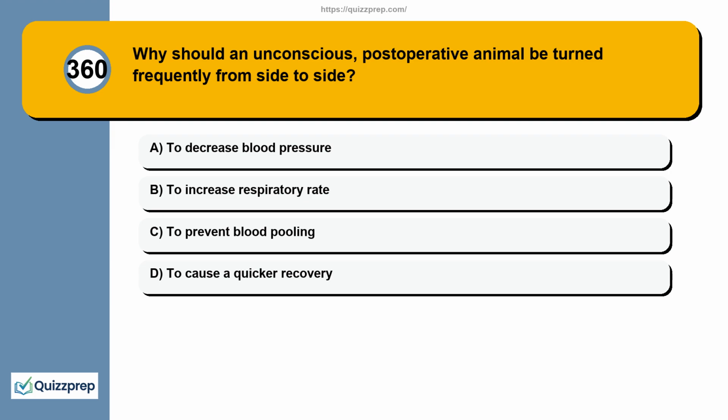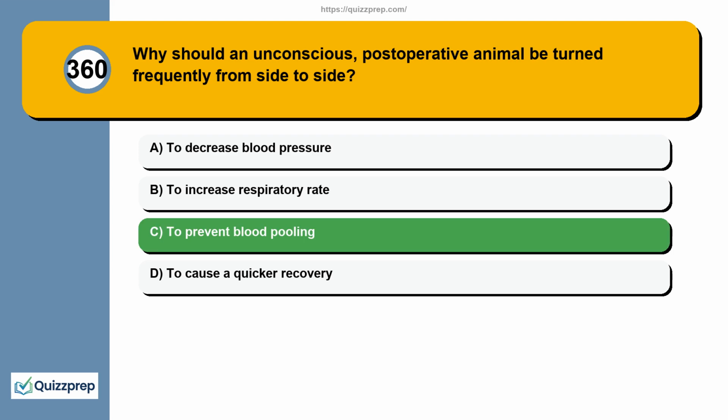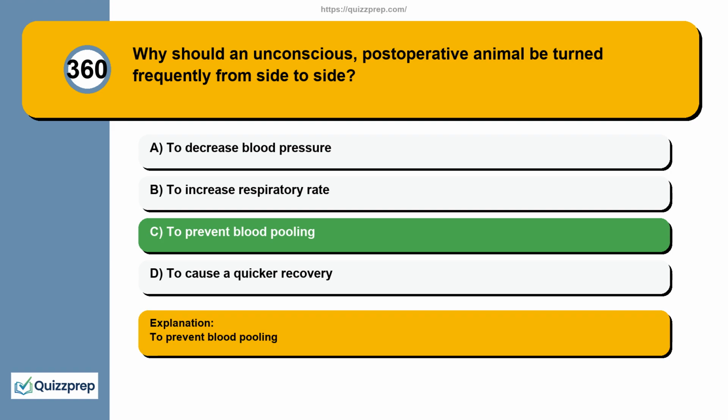Question 360. Why should an unconscious, postoperative animal be turned frequently from side to side? Option A. To decrease blood pressure. Option B. To increase respiratory rate. Option C. To prevent blood pooling. Option D. To cause a quicker recovery. The correct answer is option C. To prevent blood pooling.